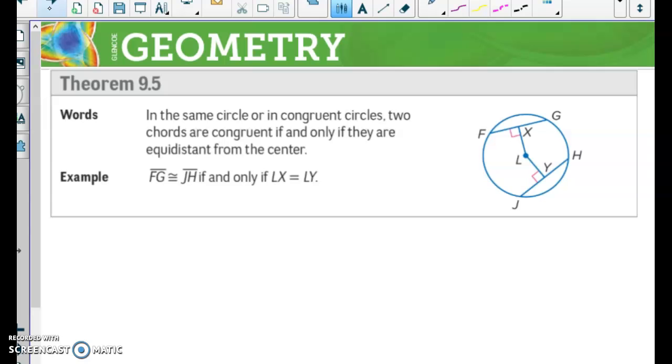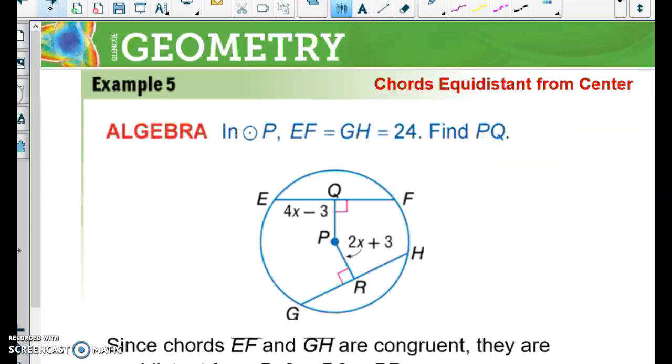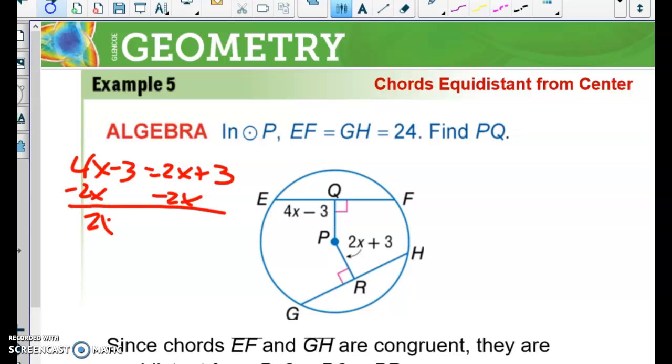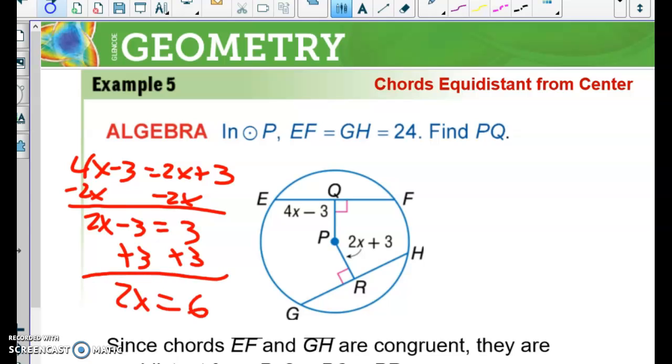Here's another theorem. Feel free to pause it and write it down. It says that if you're perpendicular to a chord and the chords are equal to each other, then the distance to the center would be equal to each other. Which means that 4x minus 3 would equal 2x plus 3. Add the 3, 2x equals 6, so x must be 3. And if x is equal to 3, then we get 2 times 3 plus 3 gives me a length of 9.